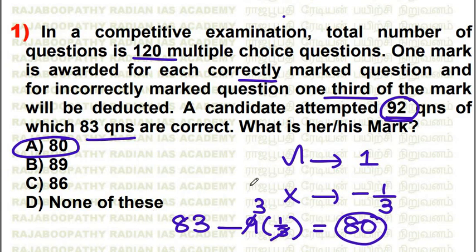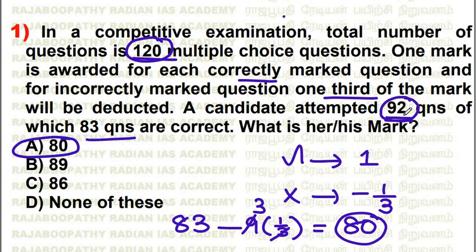Understood? Okay, I'll explain again. In a competitive examination, total number of questions is 120. Multiple choice questions. 1 mark is awarded for correct, and minus 1/3 is deducted for incorrectly marked. A candidate attempted 92 questions. Of 92 questions, 83 questions are correct. So what is his or her mark?